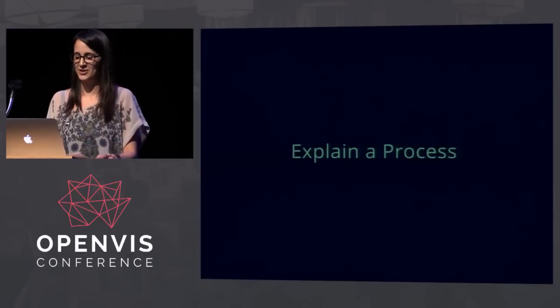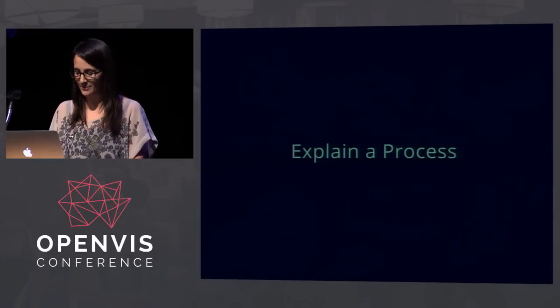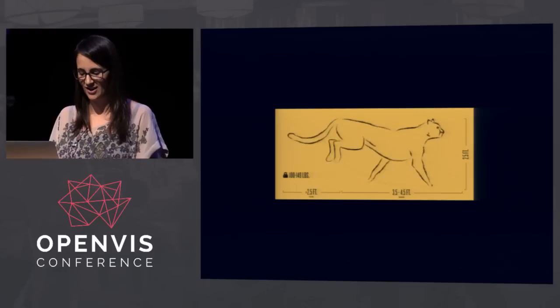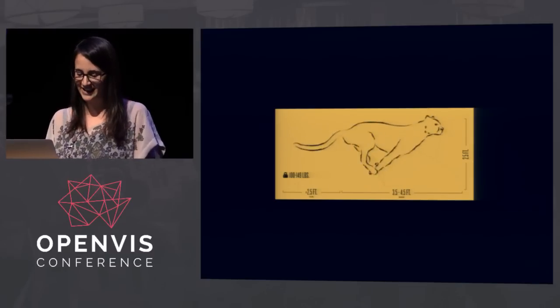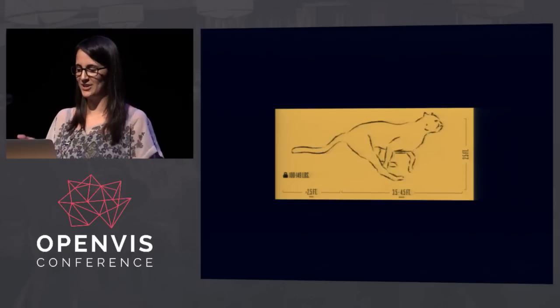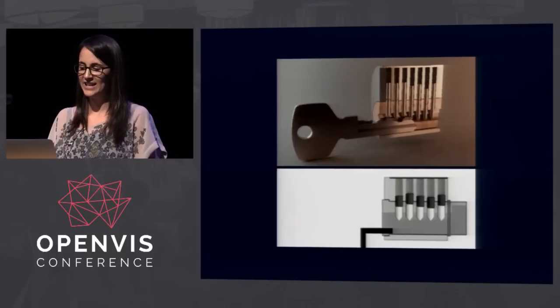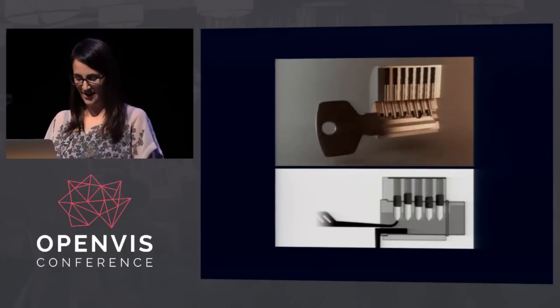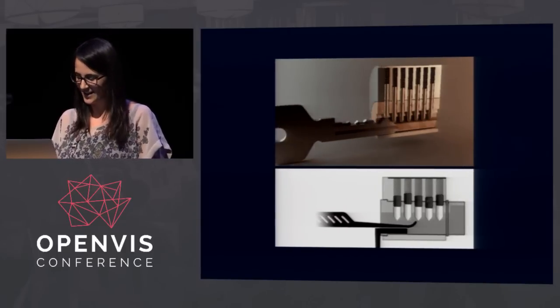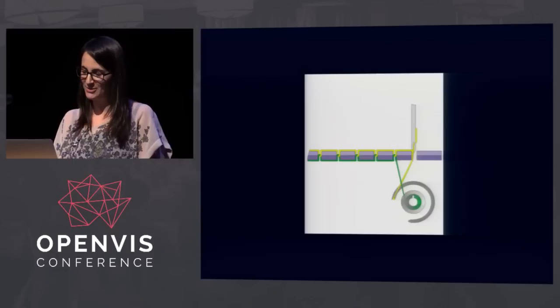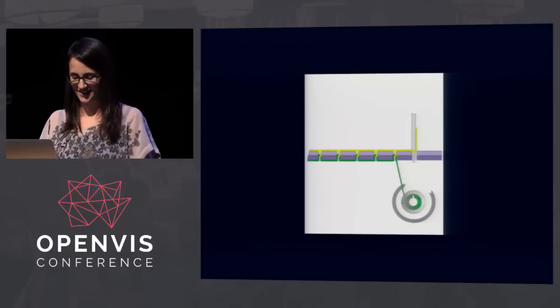A lot of these have to do with explaining a process. So this is actually the first GIF I ever saw that made me think GIFs would be useful at all. Here's how a cheetah runs, sort of similar to our horse example. Here's how a lock works and how to pick one. Here's how a sewing machine works and gets the thread around the bobbin.